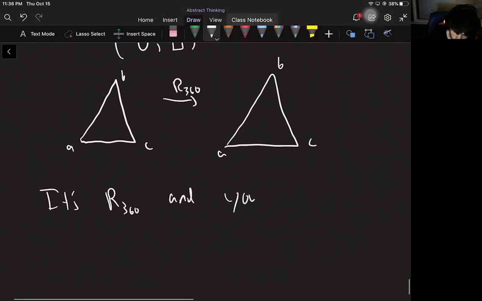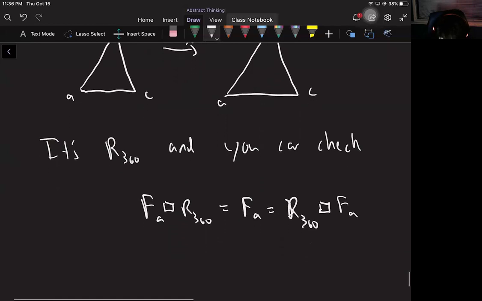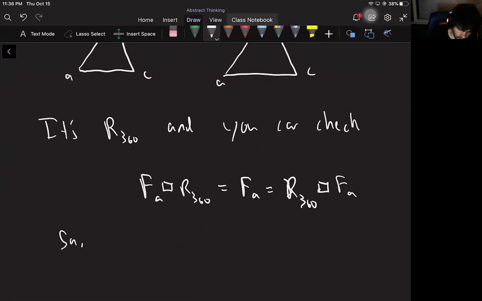So you can check that if you do a different guy, like flipping and then rotating by 360, it's just going to stay the same. And if you rotate by 360 first and then flip, sorry, I changed notation on you. If you do the other way, same thing. And then it also is the same for all elements of G.